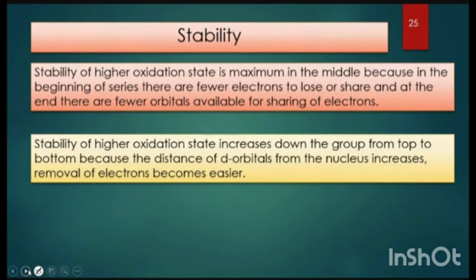Stability of higher oxidation state increases down the group, that is from top to bottom, because the distance of d orbitals from the nucleus increases, so removal of electrons becomes easier. See, when you move down the group, that is from one transition series to the other, the stability increases. Why? Because the distance between the nucleus and the electrons present in the d orbital keeps on increasing. Then it becomes very easy to remove the electrons from the outermost shell or from the d orbital. Hence, that leads to the stability.